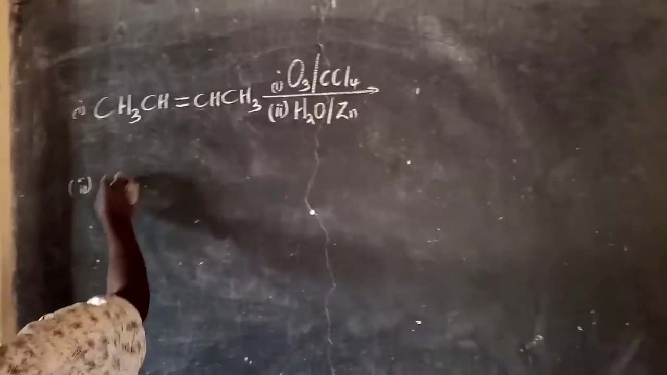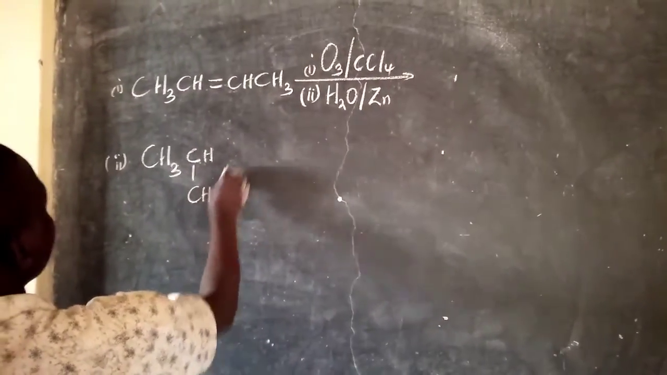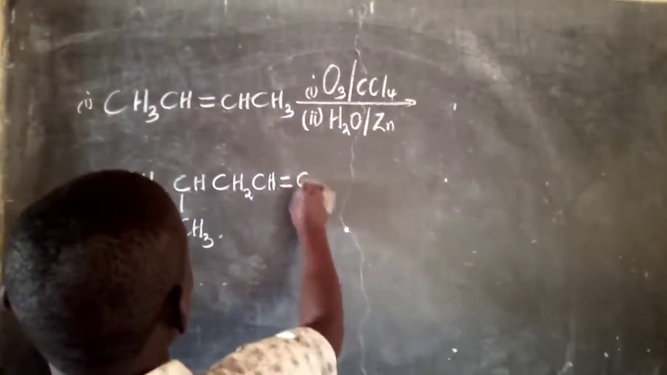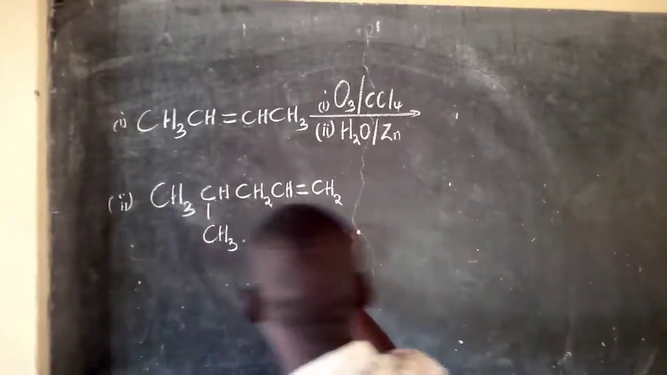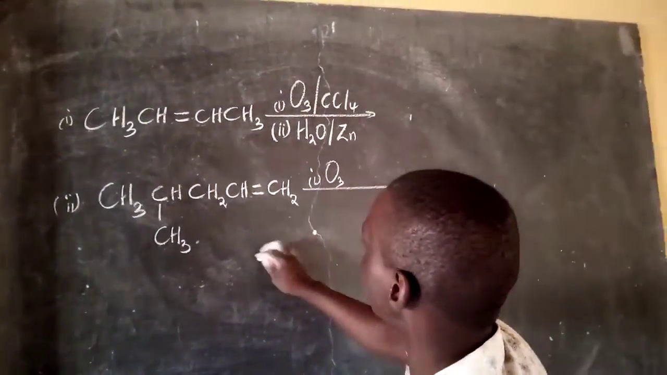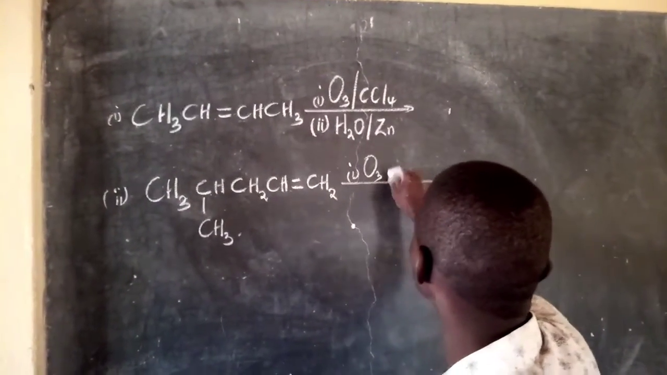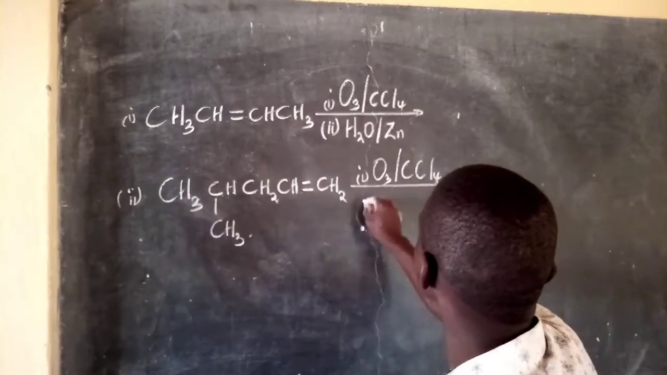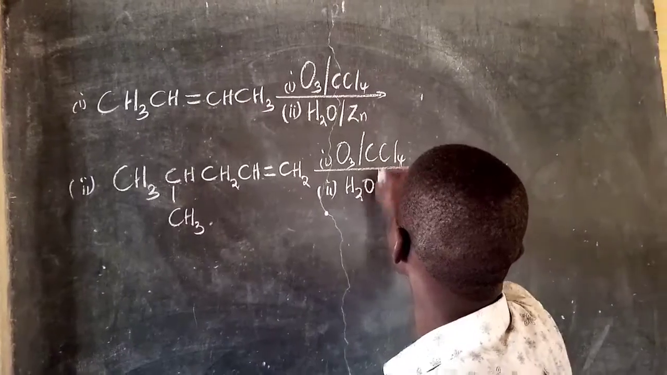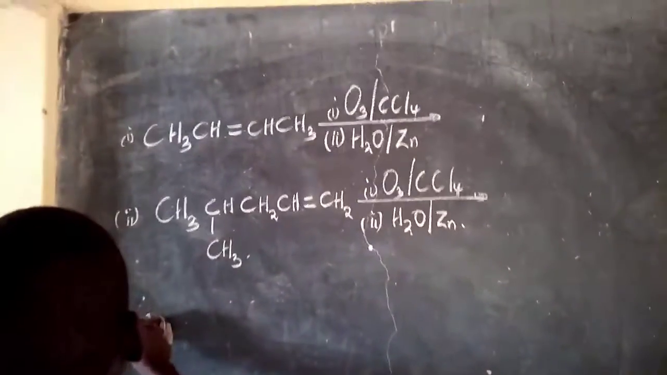Then number 2, try out CH3, CH3, CH2, CH, then that. Try out this and see what comes out. This is 1, 2, 3, 4. 4-methyl pent-1-ene. So bring this. Then we come and bring the water, in the presence of what? In the presence of zinc.